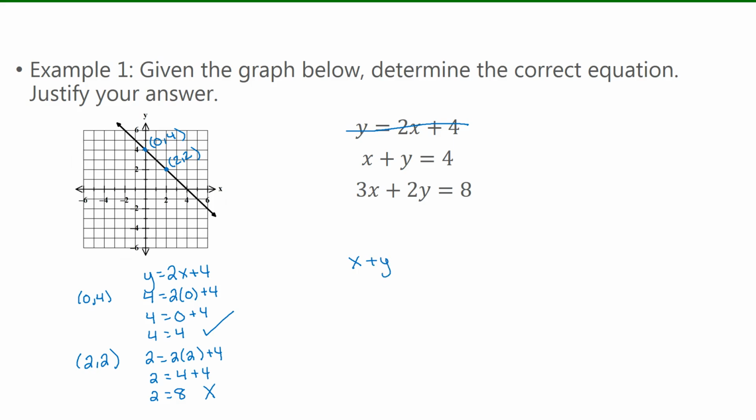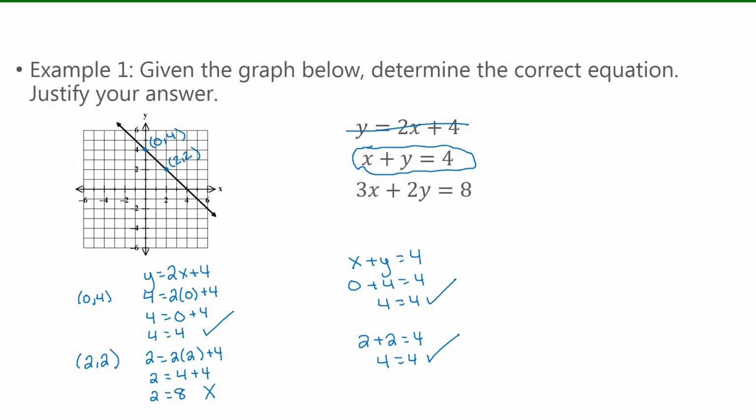Let's look at x plus y equals 4. So x is 0 and y is 4. I do get 4 is equal to 4. So (0, 4) worked. What about (2, 2)? 2 plus 2 is indeed 4. So we found the correct equation.